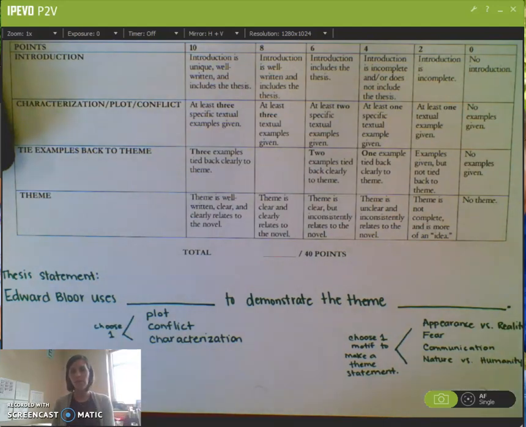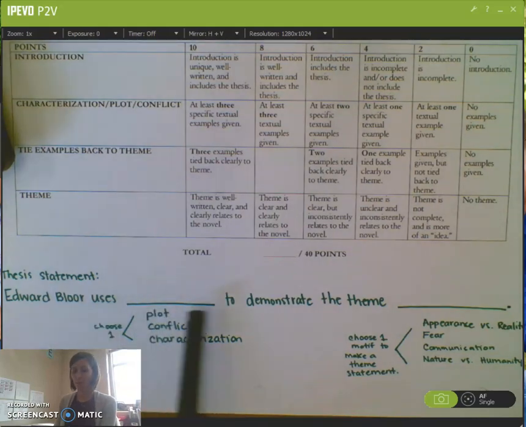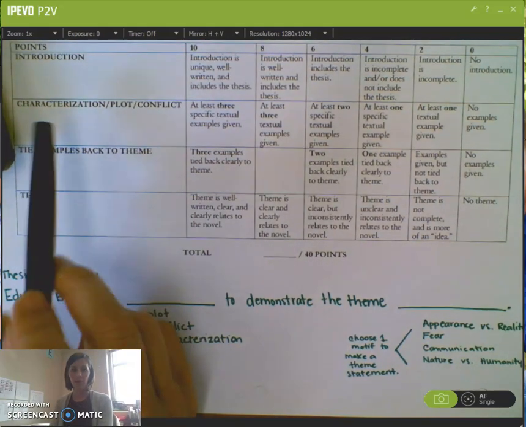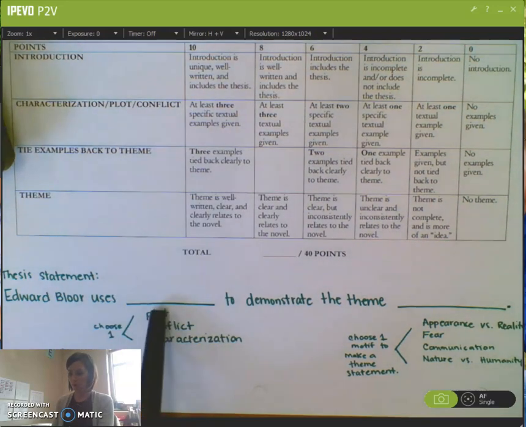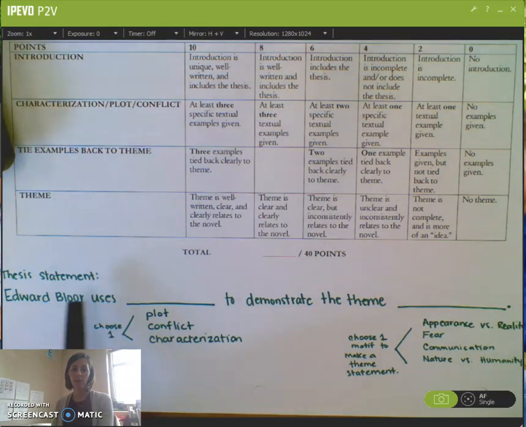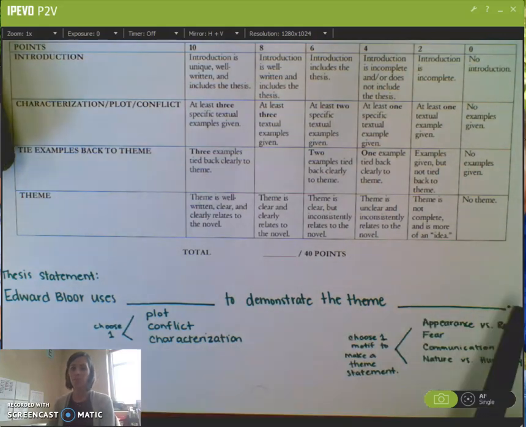But remember, your thesis statement is just you telling your reader, the person that's going to read your paper, your purpose or what you're writing about. So for this one, our thesis statement can be Edward Bloor, the author of Tangerine, uses blank. That's where you're choosing one of these things. So I gave you a reminder, you're just going to pick one. So for example, you might say Edward Bloor uses conflict to demonstrate or show the theme blank.